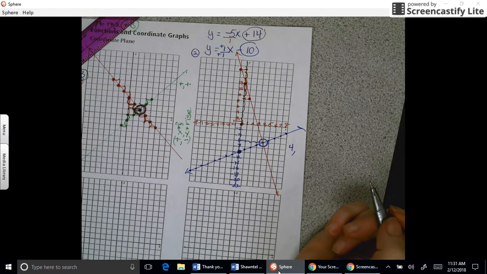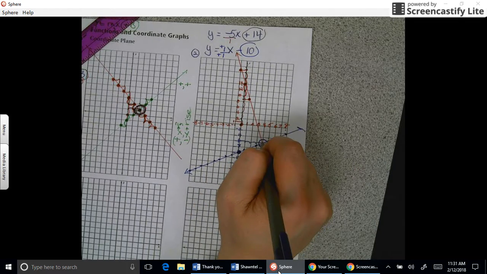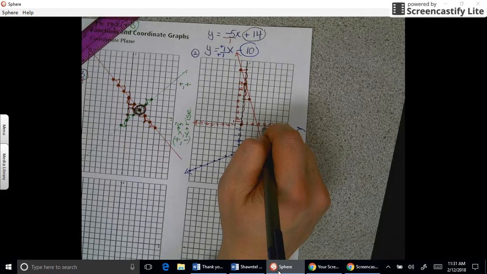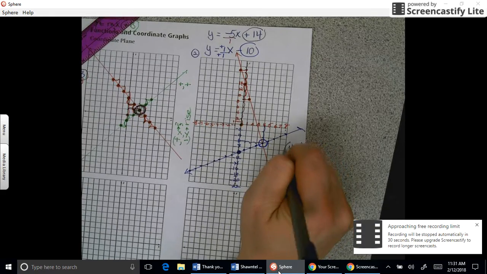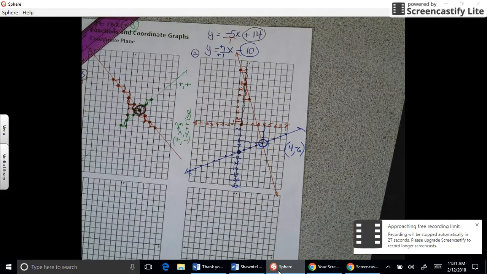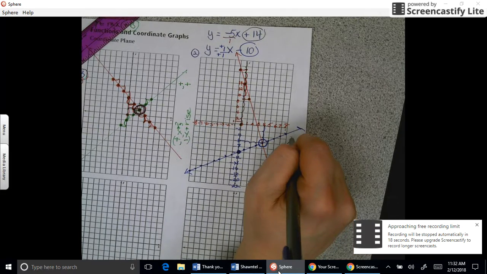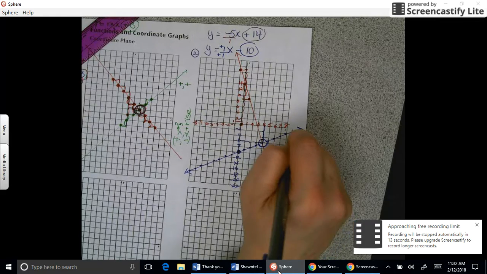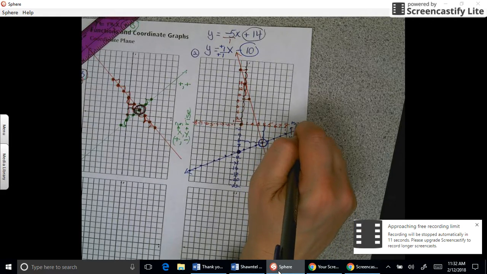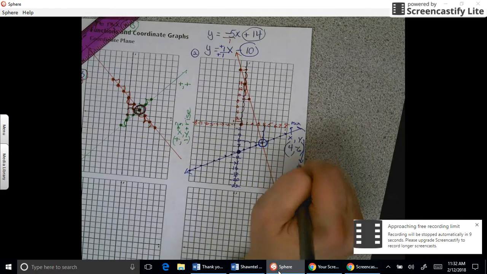Now I need my y. I'm here, and each time is a jump of -2. So it's -2 down, -4 down, -6 down, -6. And that's my answer. Do you have any questions? Remember, this is my x, and this is my y. My x is my run, and my y is my rise.